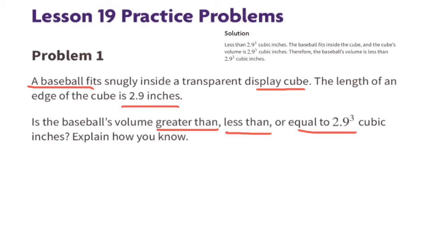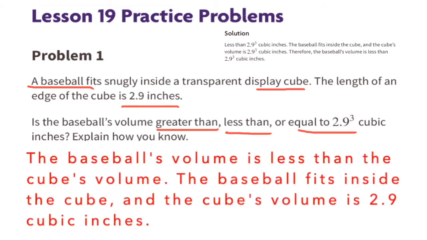Problem number 1. A baseball fits snugly inside a transparent display cube. The length of an edge of the cube is 2.9 inches. Is the baseball's volume greater than, less than, or equal to 2.9 to the third power cubic inches? Explain how you know. The baseball's volume is less than the cube's volume. The baseball fits inside the cube, and the cube's volume is 2.9 cubic inches. Since the baseball fits inside the cube, the baseball's volume has to be less than the cube's volume.